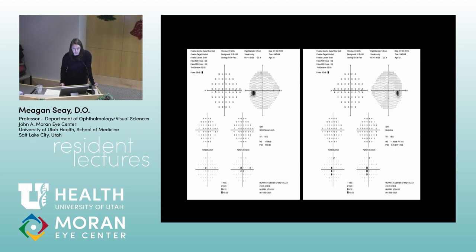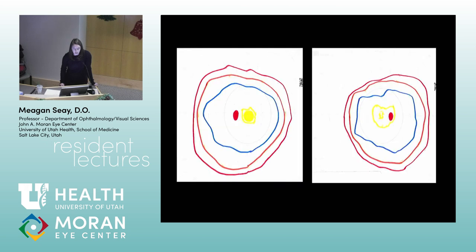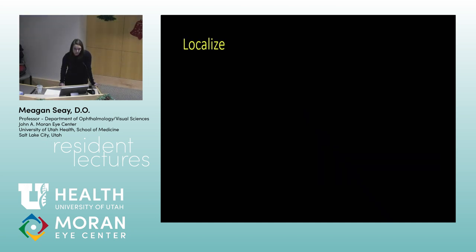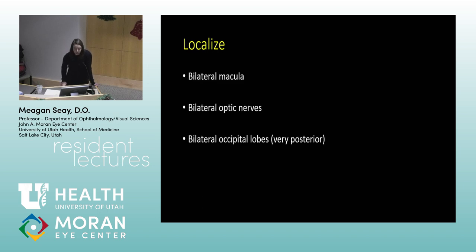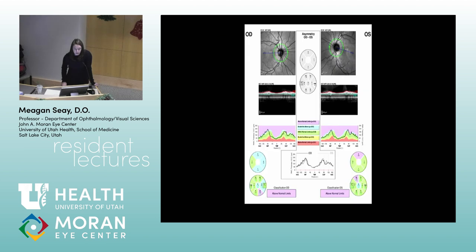Yep, so bilateral macula, and just in general, bilateral sensorial scotomas could be bilateral optic nerve, bilateral posterior pole problems in the occipital lobes. So you get more testing on her. This is her RNFL OCT, which is pretty normal.